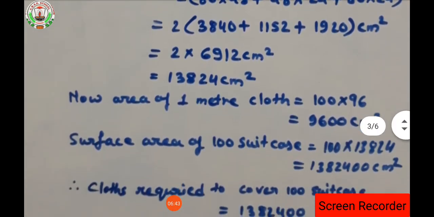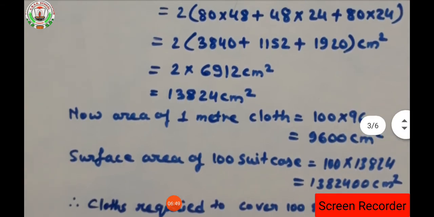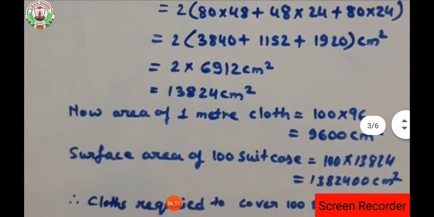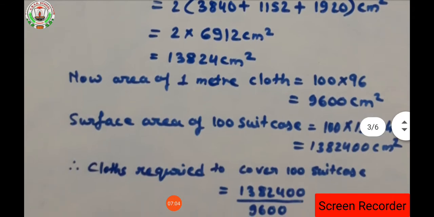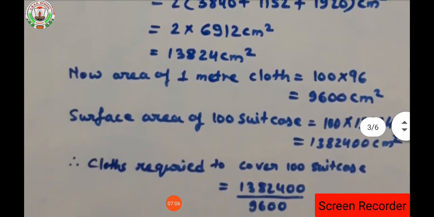Then, as we know, how many suitcases are we having? 100 suitcases, isn't it? And how much width of the cloth is needed to cover one suitcase? That is 96. So how much cloth is required to cover 100 suitcases of width 96? So 100 will be multiplied with 96. How much will we get? That is 9,600 centimeter square.